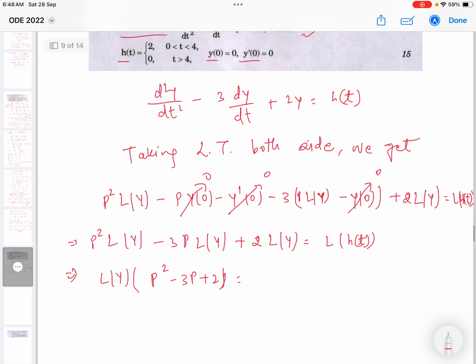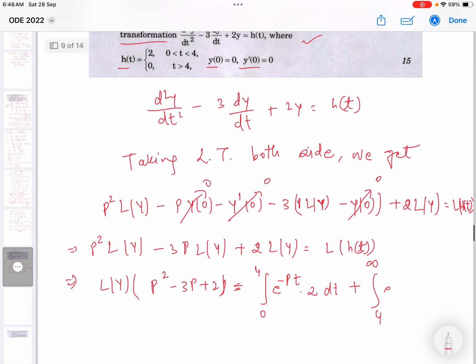Laplace transform of the RHS would be, from the standard definition, integral from 0 to infinity, basically, e to the power minus pt. From 0 to 4 it is 2 dt, and from 4 to infinity it is e to the power minus pt times 0. This entire term will become 0 since the terms are being multiplied with 0.